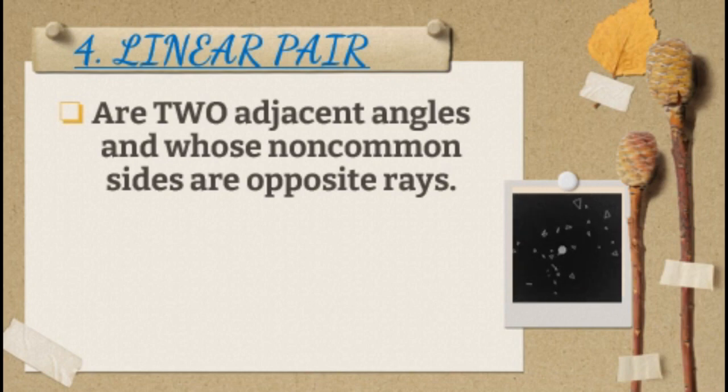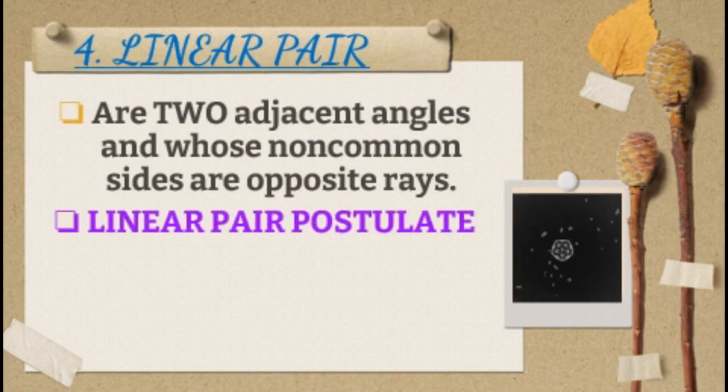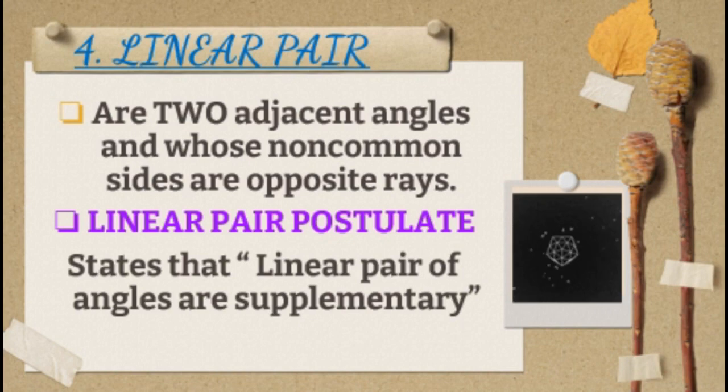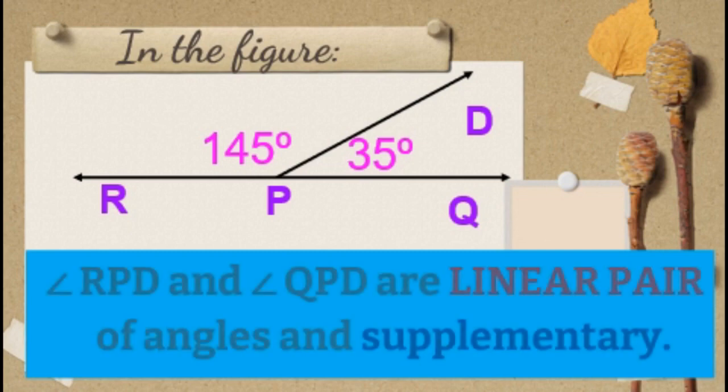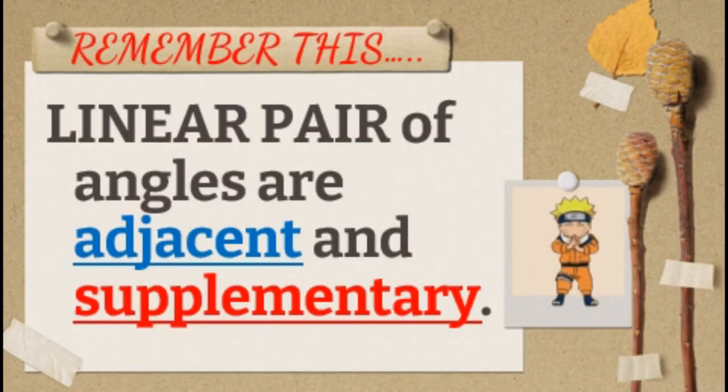Next, linear pair are two adjacent angles whose non-common sides are opposite rays. Linear pair postulate states that linear pair of angles are supplementary. So, in the figure, angle RPD and angle QPD are linear pair of angles and supplementary. Okay, always remember this. Linear pair of angles are adjacent and supplementary.